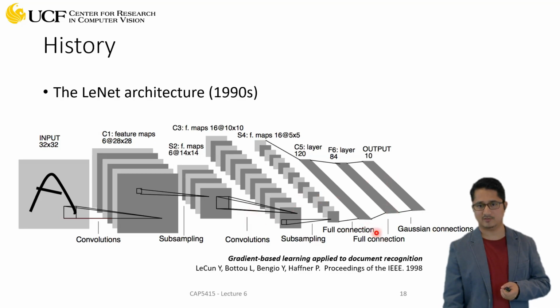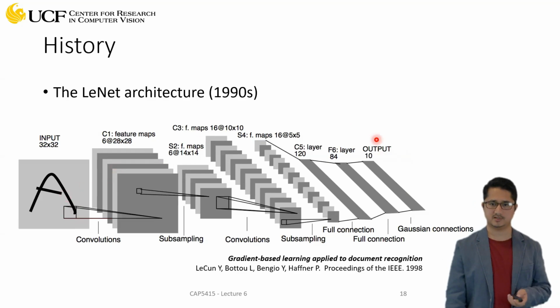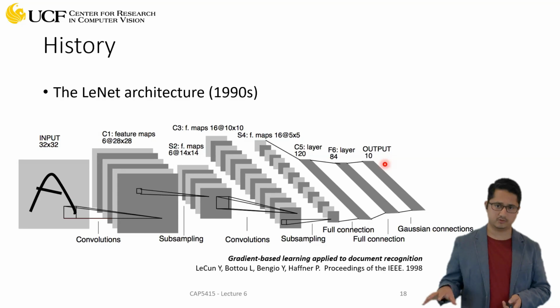Then we have the fully connected layers, and in this case, we have two fully connected layers, and finally 10 outputs. You can see this resembles the multi-layer perceptron, which we discussed in the previous lecture. It has 10 outputs because I think it was developed for digits. If it's digits, then 10 outputs. Of course, for characters you might change it to 26.